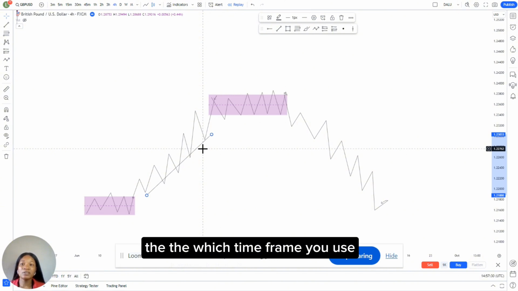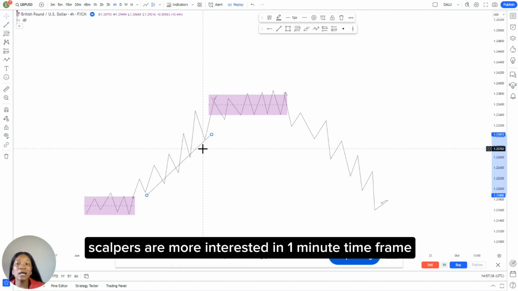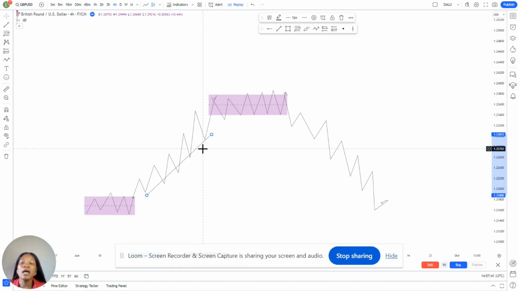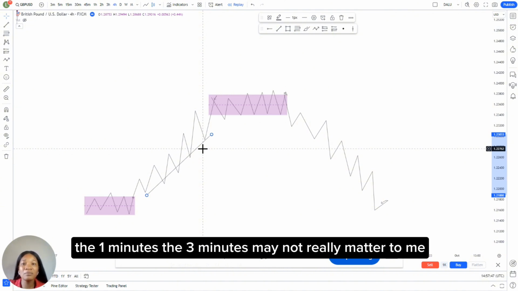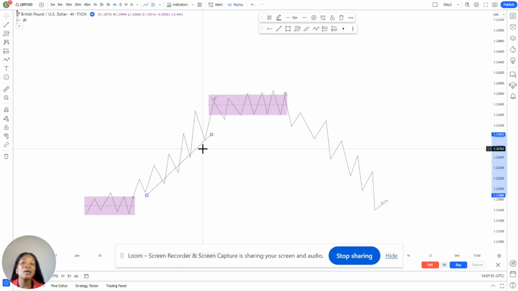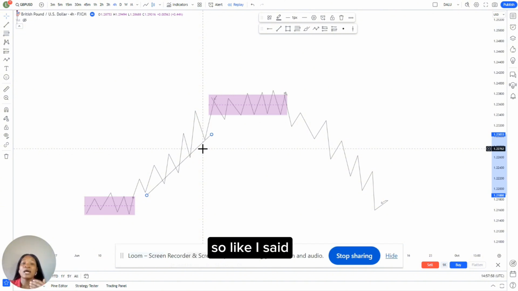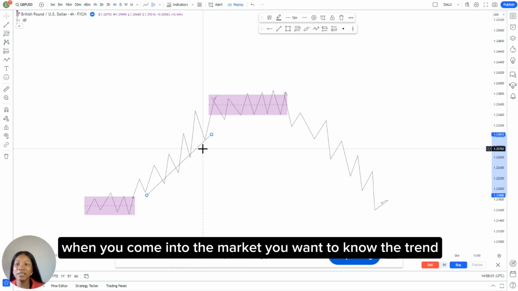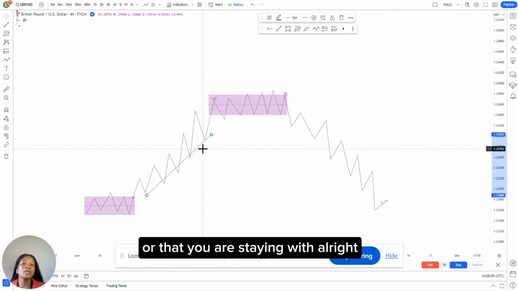Which time frame you use is going to depend solely on the kind of trader that you are. Scalpers are more interested in the 1 minute time frame, seconds time frame, 3 minutes time frame. If I am a swing trader, the 1 minute, the 3 minutes may not really matter to me. The trend on those time frames may not actually mean anything to me because I do not trade on those time frames. So, like I said, when you come into the market, you want to know the trend of the market on the time frame that you are working with. It totally depends on the kind of trader you are.